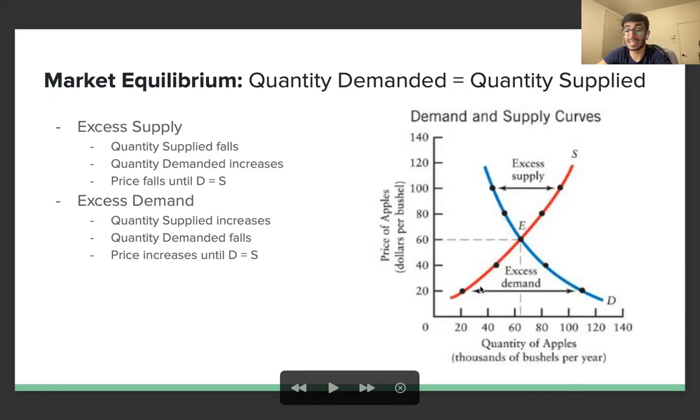And similarly, when there's an excess demand, when the price is below the equilibrium, the market forces push the price up along the supply and the demand curve until we reach the equilibrium point.